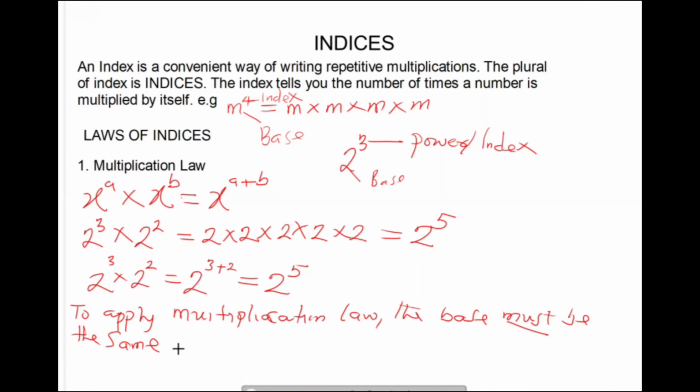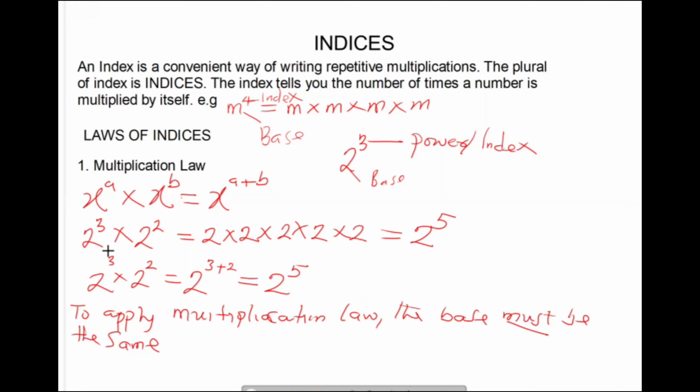If the base is different, you cannot apply your multiplication law. That means we need to deal with it with another approach. So that's our multiplication law.